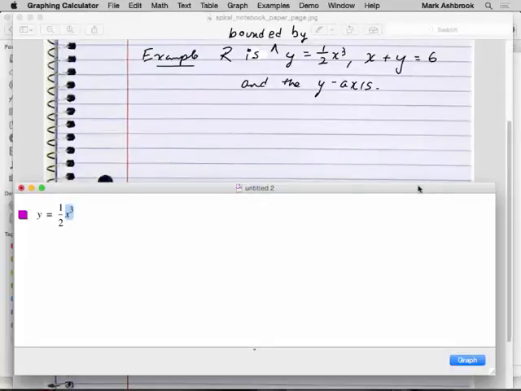So hopefully you can sketch these without a graphing calculator, but there will be some where you will need a graphing calculator. But something as simple as this you should be able to do in Calc 2.